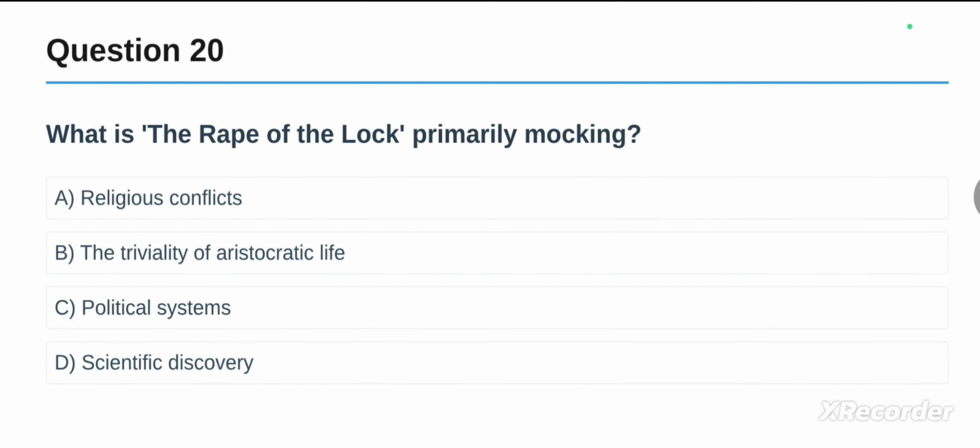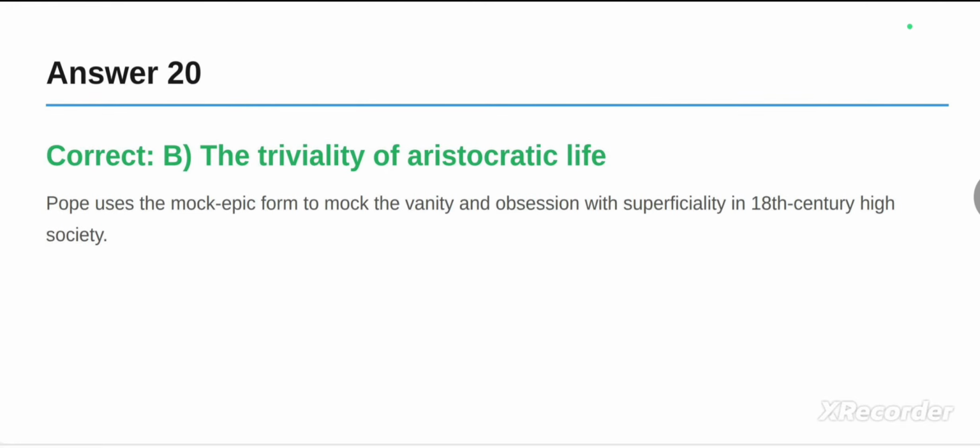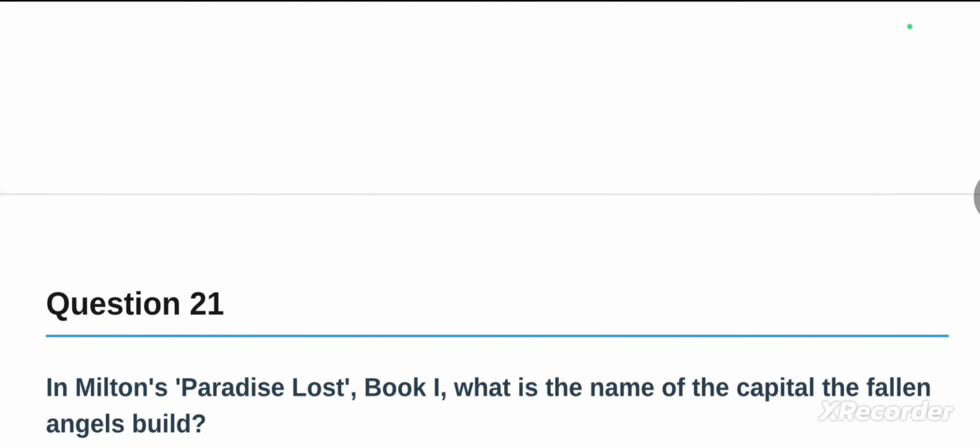What is The Rape of the Lock primarily mocking? The answer is the triviality of aristocratic life, and it is also based on his friend Arabella Fermor, if I am not wrong. Pope uses the mock epic form to mock the vanity and obsession with superficiality in 18th century high society.